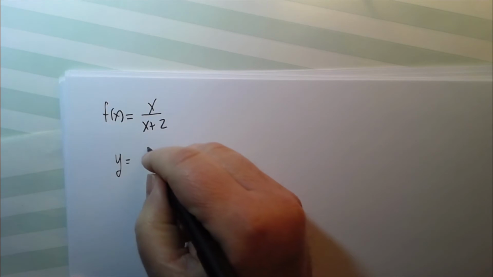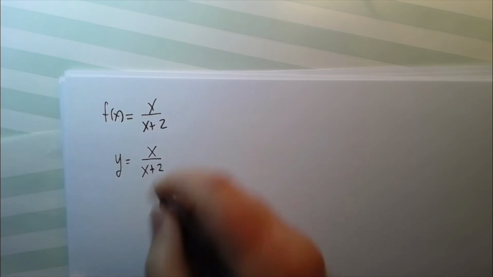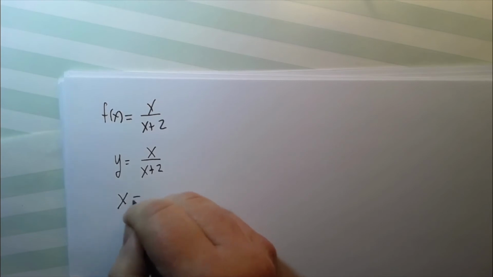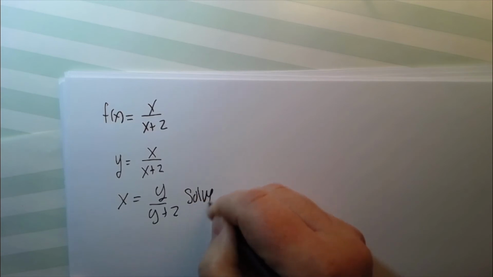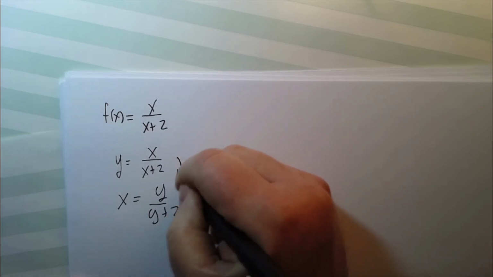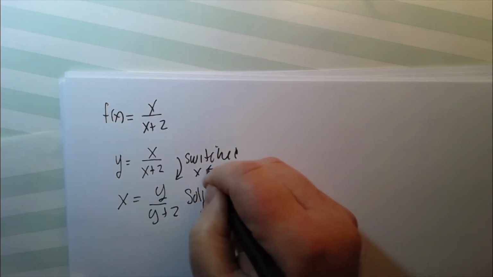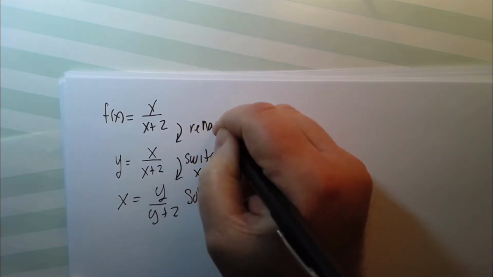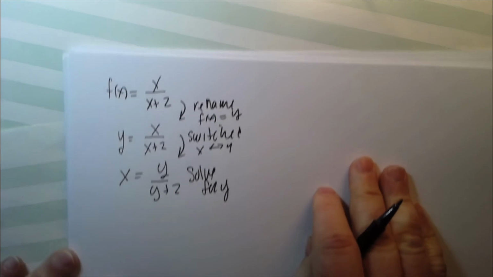First of all, rewrite it without the f there. Put a y in here. At this point, you can just solve for x, or we could switch them now and then solve for y, which is what I like to do. So let's put x here and put a y over here. So now I want to solve for y. From here to here, I switched x with y, and from here to here, I renamed f of x as y, since they are equal to each other, right? So those are my steps so far.